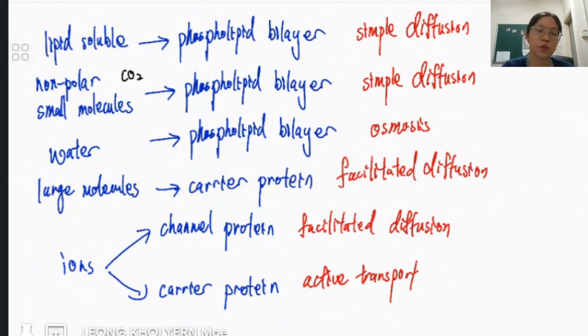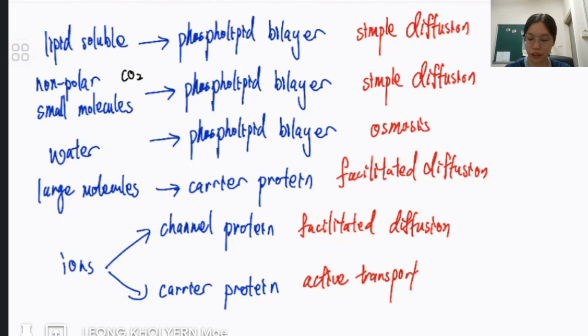Meanwhile, the same goes for water, just that water needs this process called osmosis. It's a different name, but the way they enter is also the same. It's also a passive transport, but you have to call it osmosis. And for large molecules, since they are too large to pass through, they have to use facilitated diffusion. So they need the carrier protein's help.